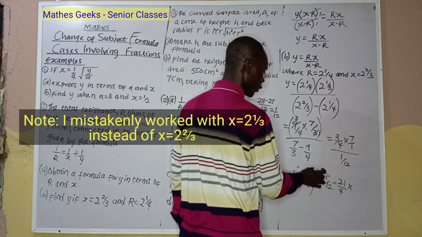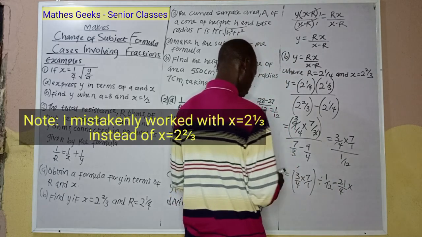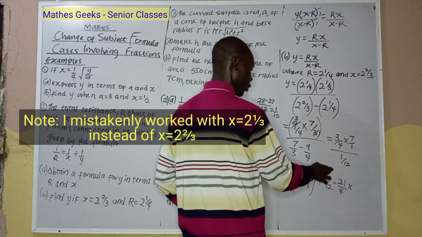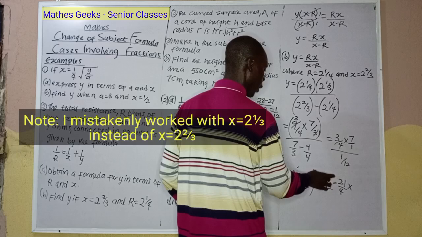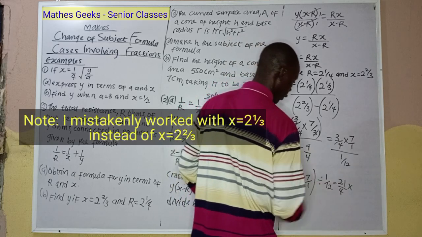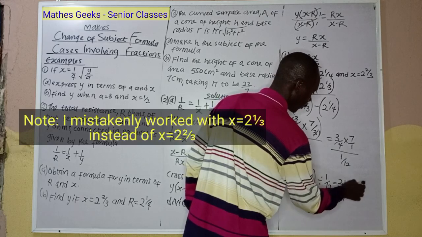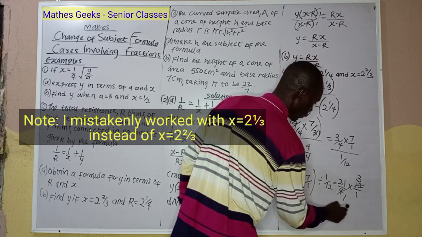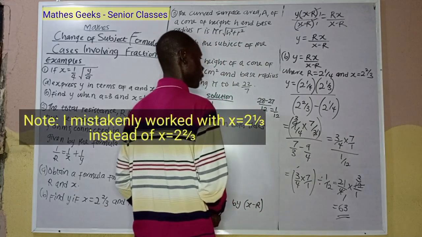Then for the division, I'm going to change the division sign to multiplication, and once I do that, I'm going to invert this part of the fraction. So 12, which is the denominator here, will become the numerator here because I've changed the division sign to multiplication, and 1, which is the numerator here, will become the denominator here. So it becomes 12 over 1. So 4 here 1, 4 here 3. 3 times 21 is equal to 63. So that's your answer.